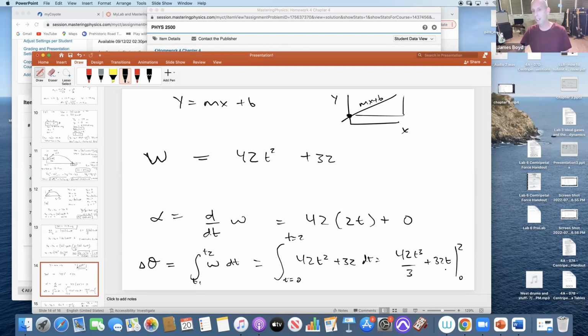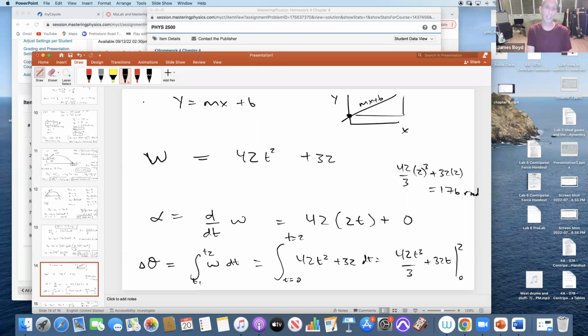Happily, we don't have to worry about 0. So what we get is 42 thirds times 2 cubed plus 32. This is 8 thirds. 42 times 8 divided by 3 plus 64. I get 176. So this integral is equal to 176 rad.